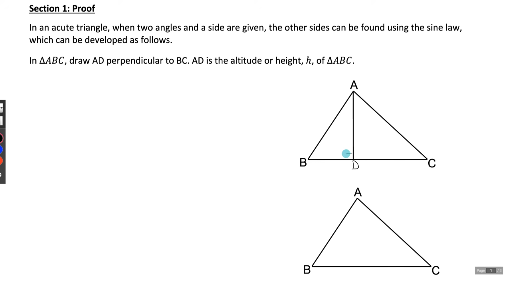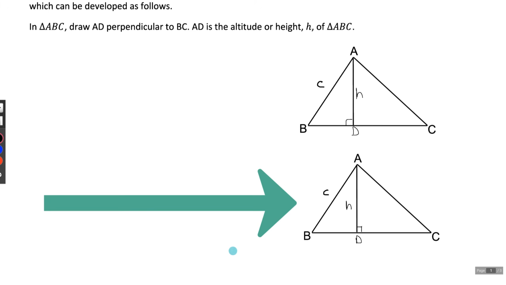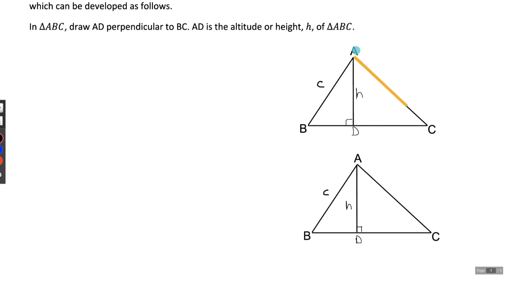I know it's perpendicular, so I'll draw a 90-degree angle there. And it wants us to call that the height H of the triangle. So I'll label this side length H. I'm actually going to do the exact same thing in the other triangle I have as well. In this triangle, I'm also going to label side AB. I'm going to call that side C because that's across from angle C. I'll do that in this triangle down here as well. And I'm going to label side AC. I'm going to label that as B because that's across from angle B.